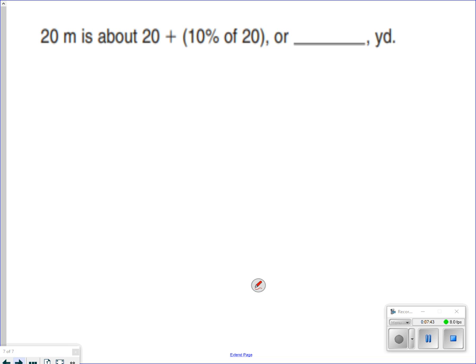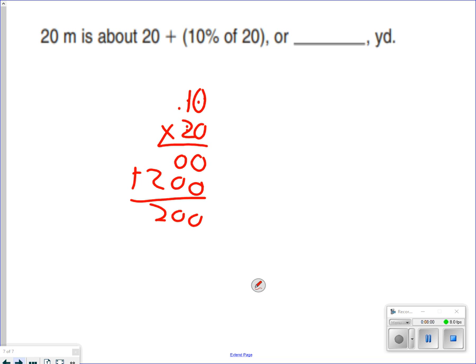20 meters is about 20 plus 10% of 20. Let's see, what would be 10% of 20? Well, 0.10 times 20 would be what? 0, 0, place value holder, 0, 2. Add this up, I got 200. I have two numbers after the decimal. The answer is 2. 10% of 20 is 2. So 20 plus 2 equals 22.